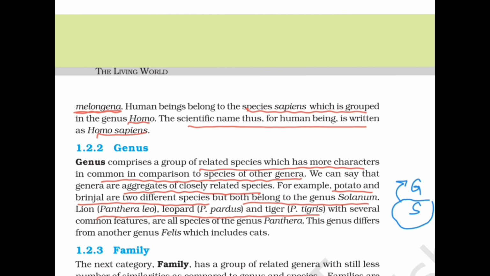Okay, but both belong to the genus Solanum. Lion Panthera leo, leopard Panthera pardus, and tiger Panthera tigris, with several common features, are all species of the genus Panthera. There is another genus also which is called Felis, which includes cats. So there are many genera, and many genera contain many specific epithets. So please make sure to know that.